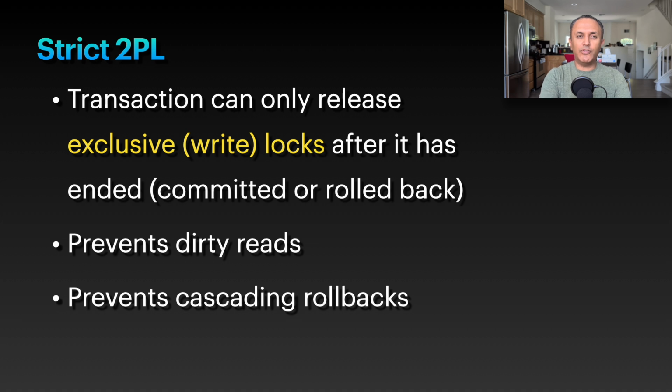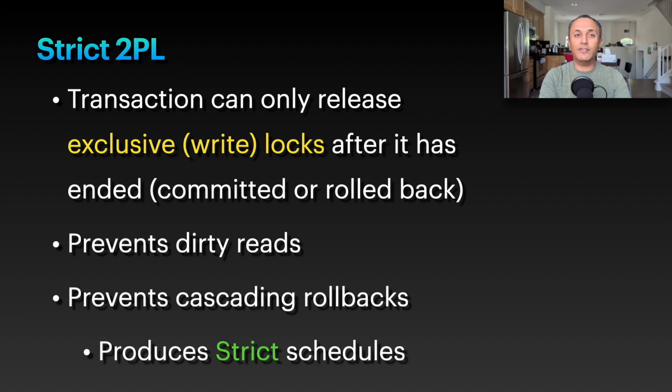This is basically what strict two-phase locking does. Because we're holding the write locks all the way to the end, any other transaction that is trying to read or overwrite a value is going to wait until after the commit. So using strict two-phase locking, we produce strict schedules. They're serializable and they're also strict.